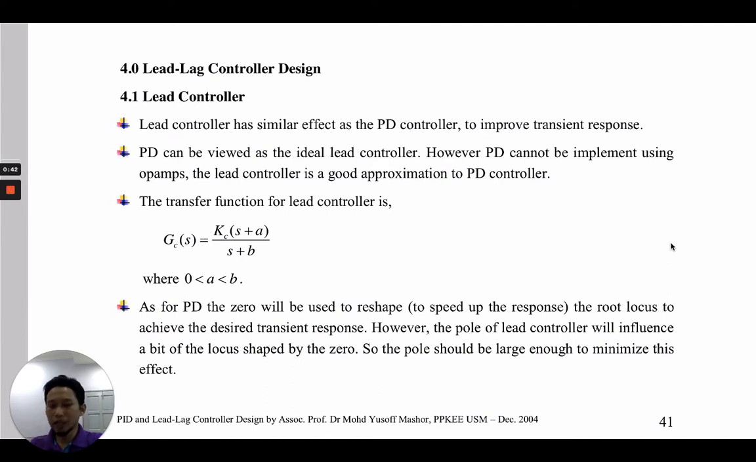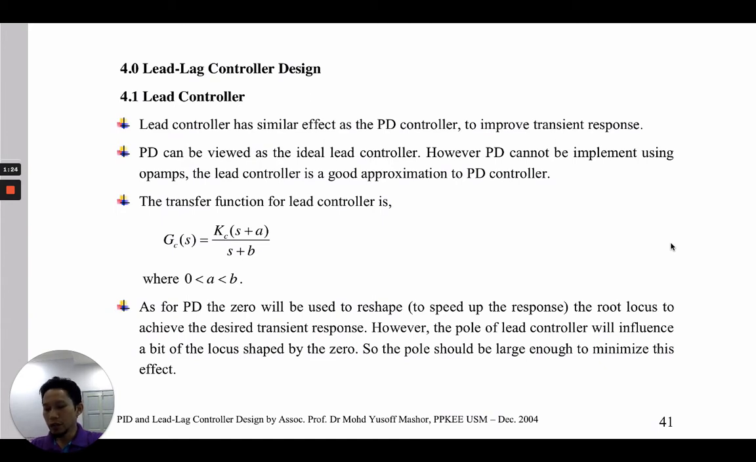So this statement says that in order to have a PD controller, we need to use op-amps. When we develop the PD controller using op-amps, we will have a controller with the transfer function of Kc (s + a). However, if we do not have op-amps, for example, we have limited resources, we can use normal circuitry to get a lead controller, which we can use as a good approximation to the PD controller.